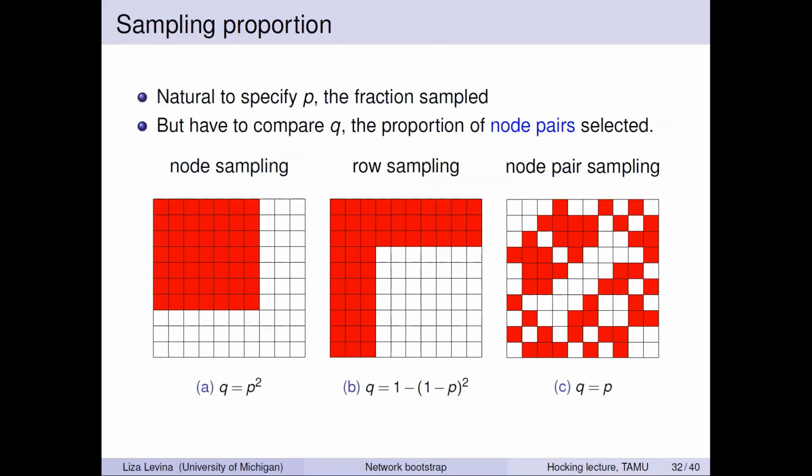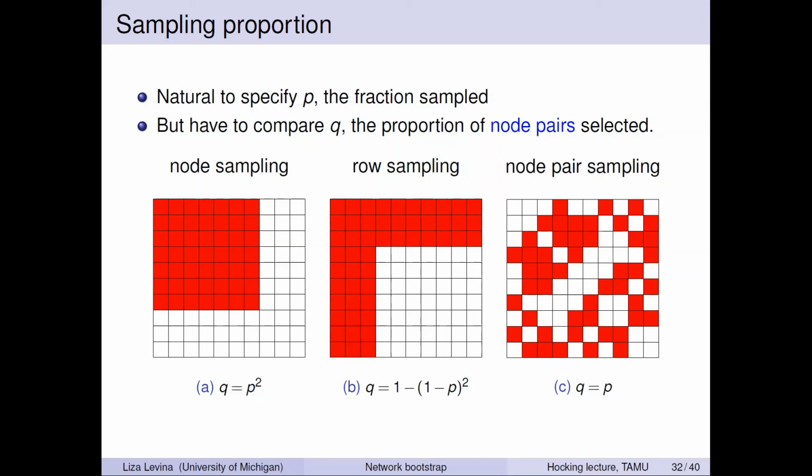And let me show you a picture, which will hopefully make it clearer. So the first one is node sampling. So I just observe this red part of the adjacency matrix. The second one's row sampling. Because of symmetry, I get this L-shaped thing, but really I just selected these rows and observed everything in those rows. And node pairs is just random entries without any pattern. And these entries may be ones or zeros. So I'm not just sampling edges. I'm just sampling entries and recording whatever was there, whether it was a zero or one.